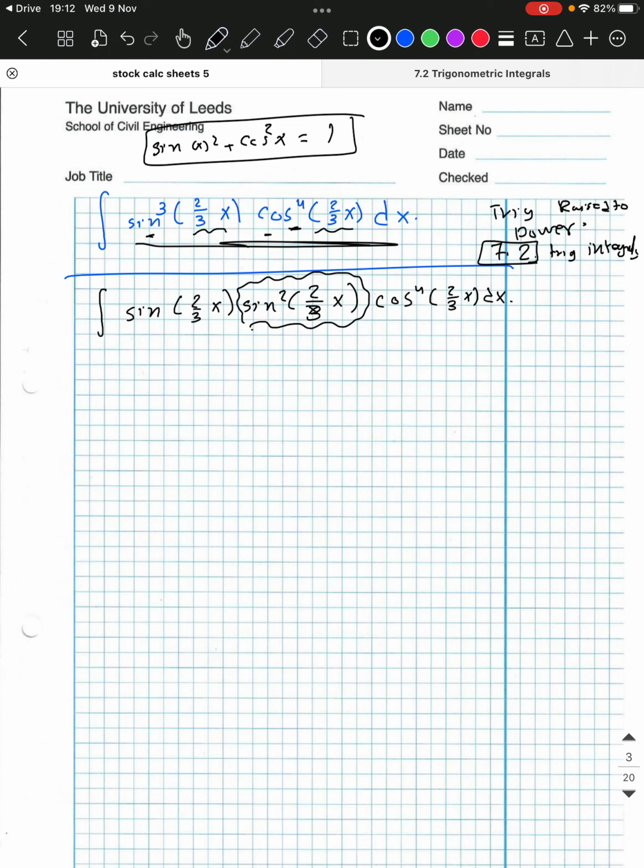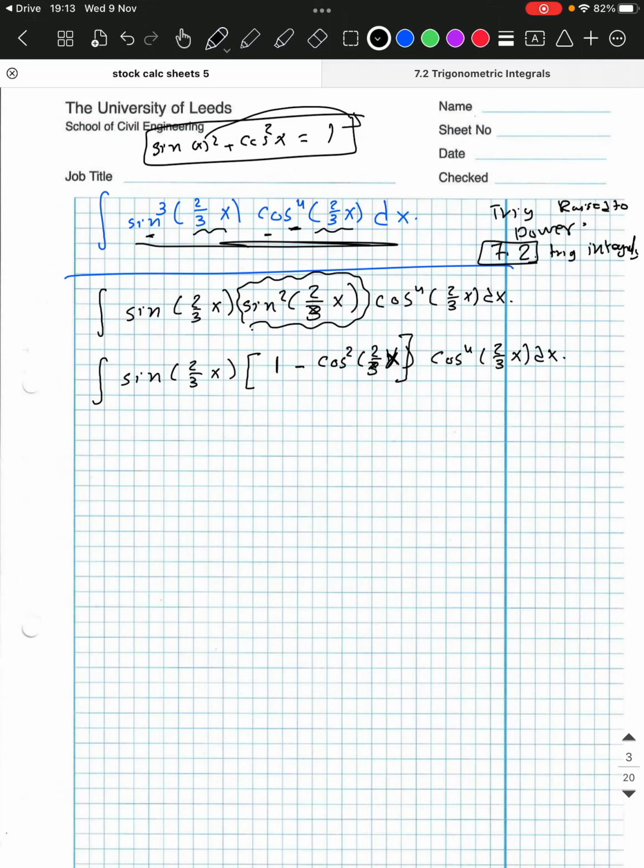What is the identity I'm going to use? I'm going to basically throw sine to the other side here. So it's going to be the integral of sine 2 over 3x multiplied by 1 minus cosine squared 2 over 3x, multiplied by cosine to the power 4, 2 over 3x dx.